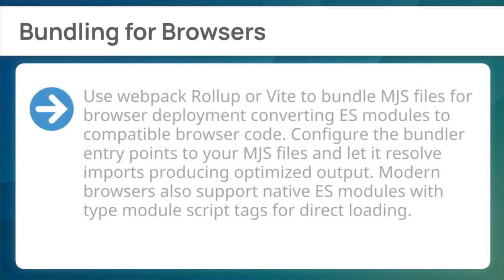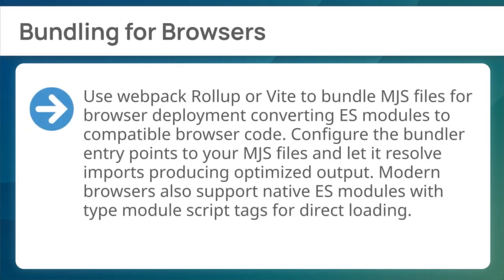Finally, bundling for browsers. Use Webpack, Rollup or Vite to bundle MJS files for browser deployment, converting ES modules to compatible browser code. Configure the bundler entry points to your MJS files and let it resolve imports, producing optimized output. Modern browsers also support native ES modules with type module script tags for direct loading.